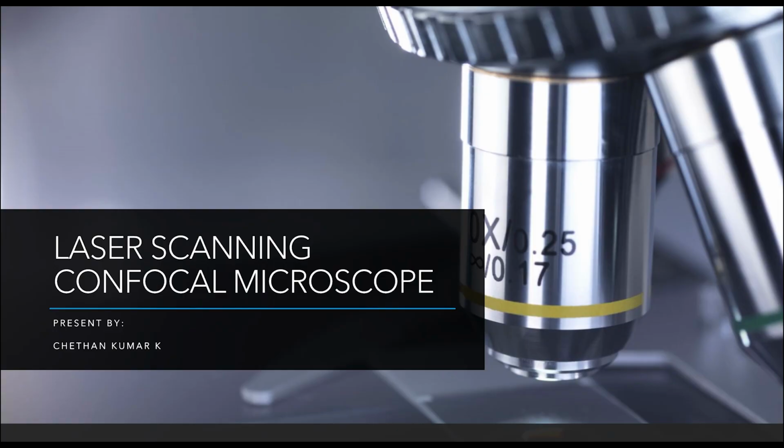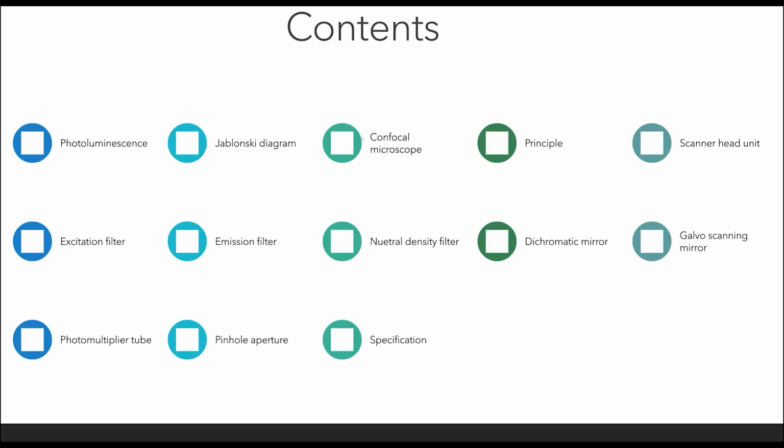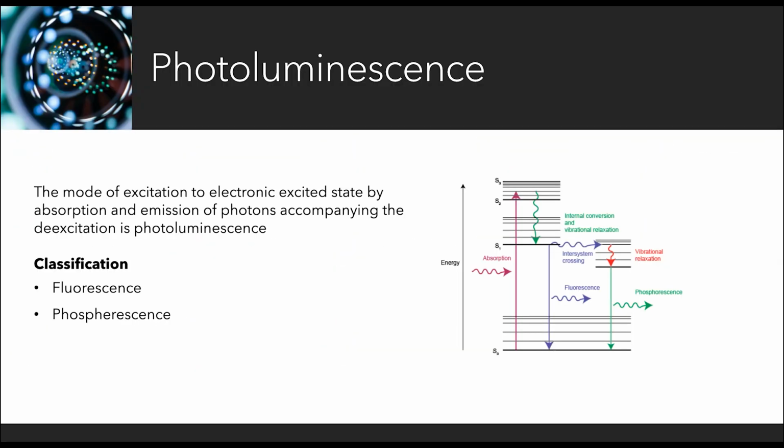So basically, fluorescence is a type of photoluminescence. Photoluminescence means when light of a certain wavelength is incident on a sample which is tagged with a fluorescent dye, the sample will absorb the light and get excited to the higher electronic energy states. It will retain for some time in the electronic energy states and then come back to the ground state, so that it will emit a radiation which is called fluorescence.